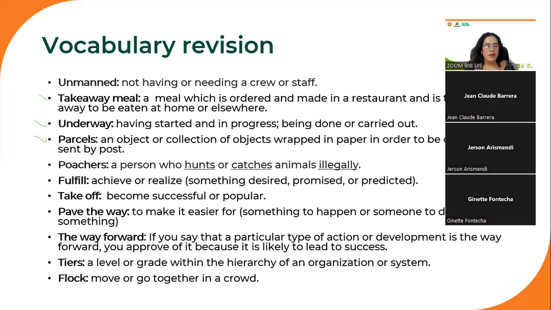Then we have, Jose, poachers, or a poacher. Poacher: a person who hunts or catches animals illegally. This is the name of a hunter, but an illegal hunter is a poacher, okay? Rhinoceros, for example, in Africa, are suffering a lot from poachers, illegal hunters that kill these animals.